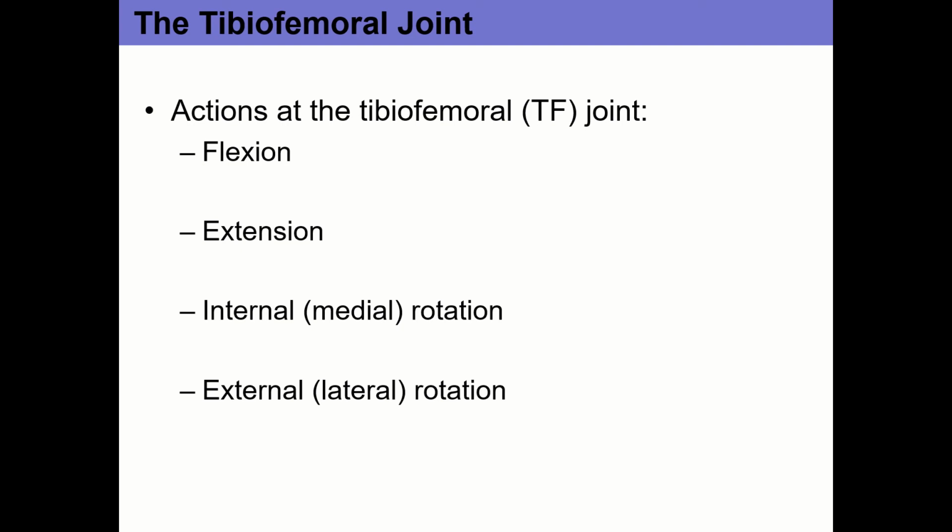Internal rotation is taking the front of your tibia and rotating it toward the midline. External rotation, take the front of your tibia and rotate it away from the midline. So we can do those four things there: flexion, extension, a little bit of internal rotation, a little bit of external rotation. Not a ton, but you get a little bit of both.